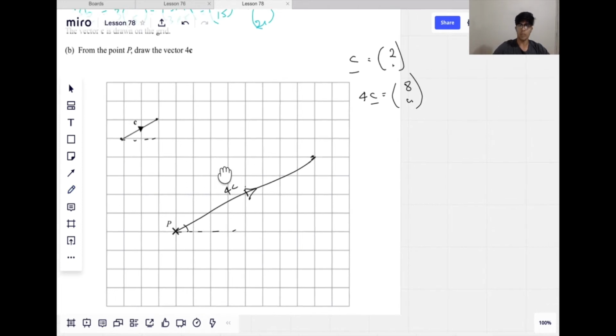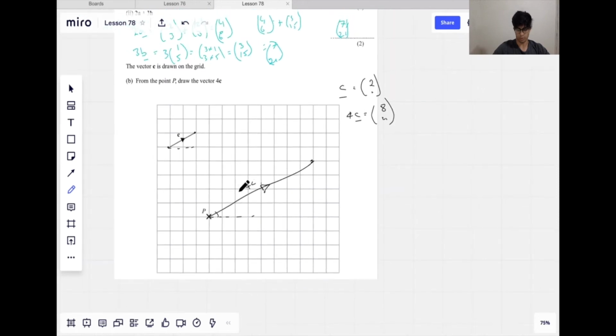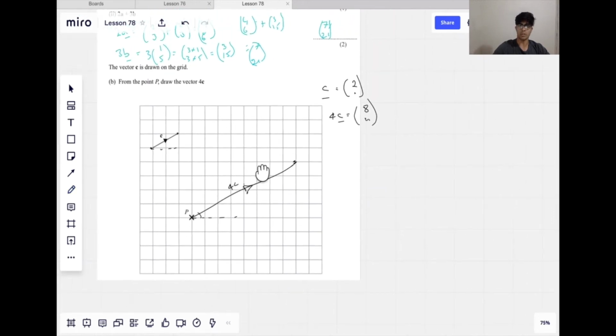So if we want to consider what parallel vectors look like, if two vectors are parallel, they'll be multiples of each other. As we can see, C and 4C are multiples of each other, so that means they're parallel. So if we have a vector D, which is equal to, say, (2, 3), and the vector E, which is equal to (4, 6), we can see that they're parallel because E is equal to 2D, and that's a scalar multiple of D.